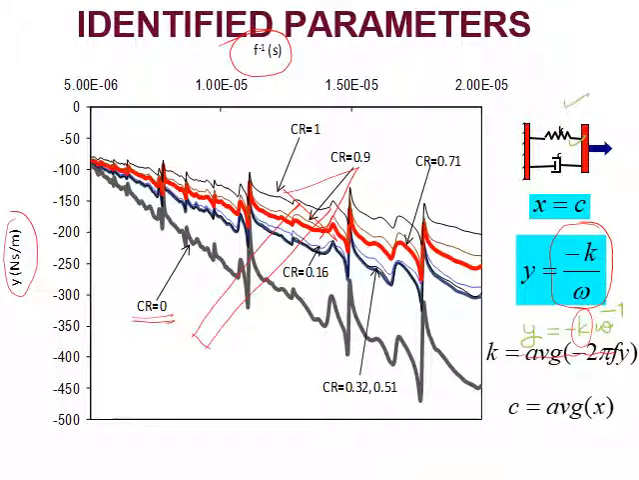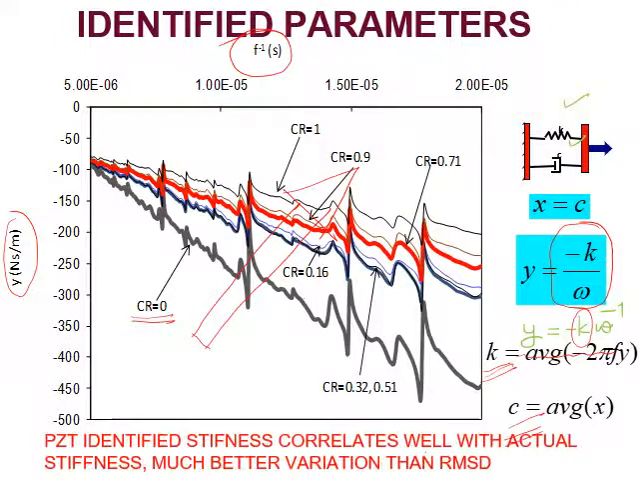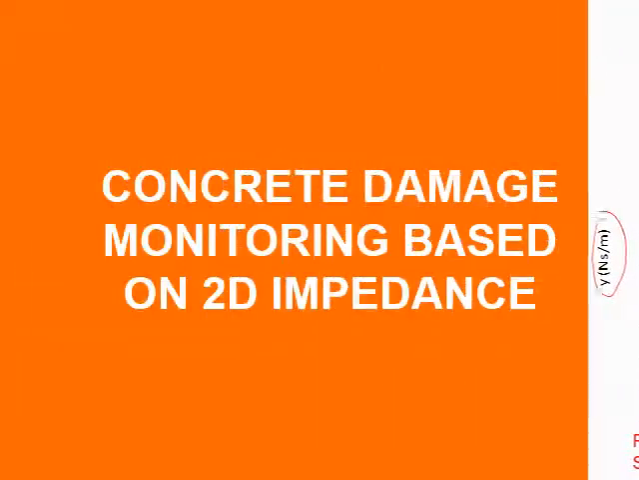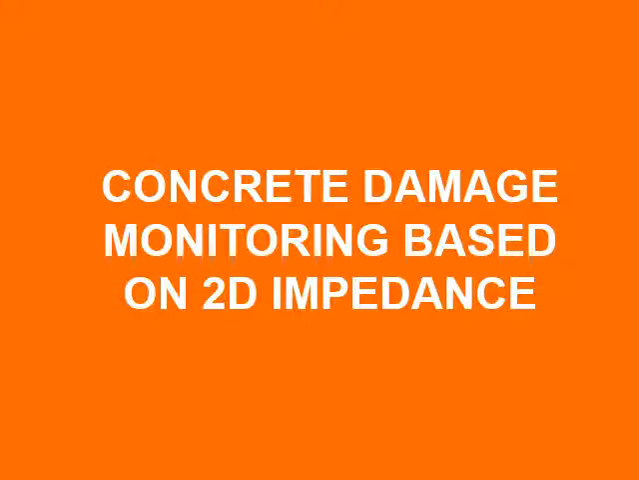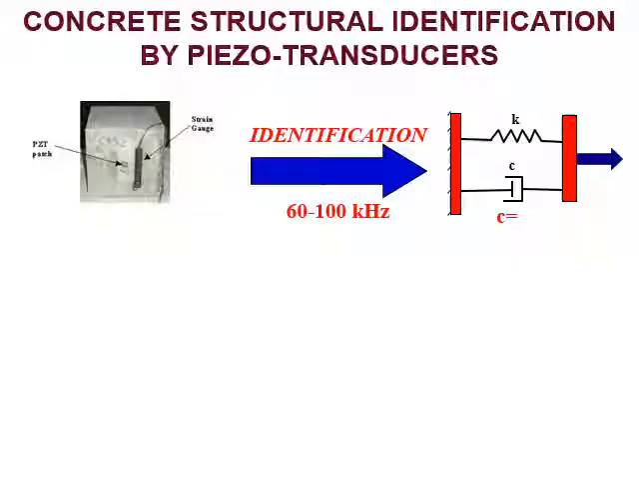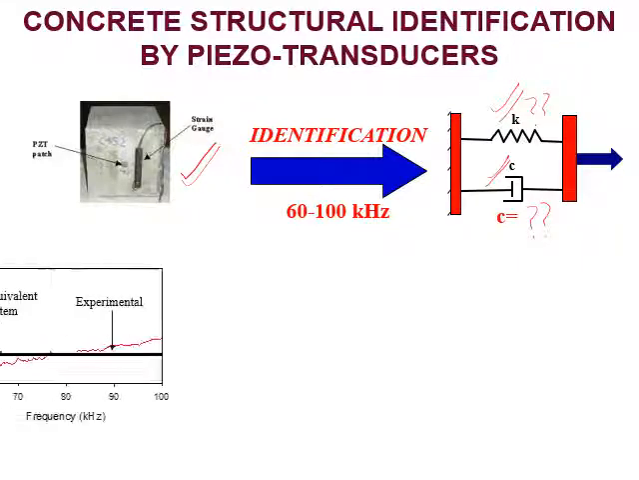So how do we find it? We have already defined that we find K as the average value and C also as the average value. The PZT identified stiffness correlates well with the actual stiffness, and it has a much better variation than the root mean square deviation. Similarly, we show you an example of concrete monitoring using the same model, impedance-based identification. Here also the PZT patch identified the concrete cube as a parallel combination of spring and damper, and the values of the C and K parameters could be determined from the signature plots.